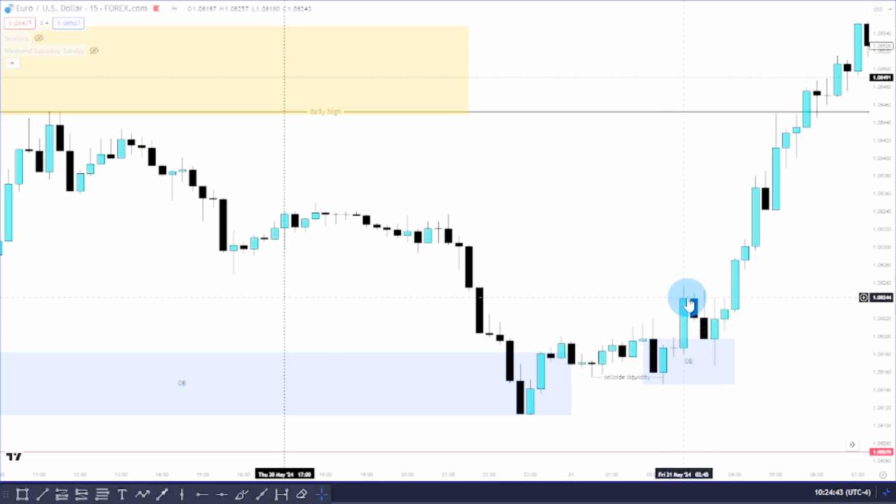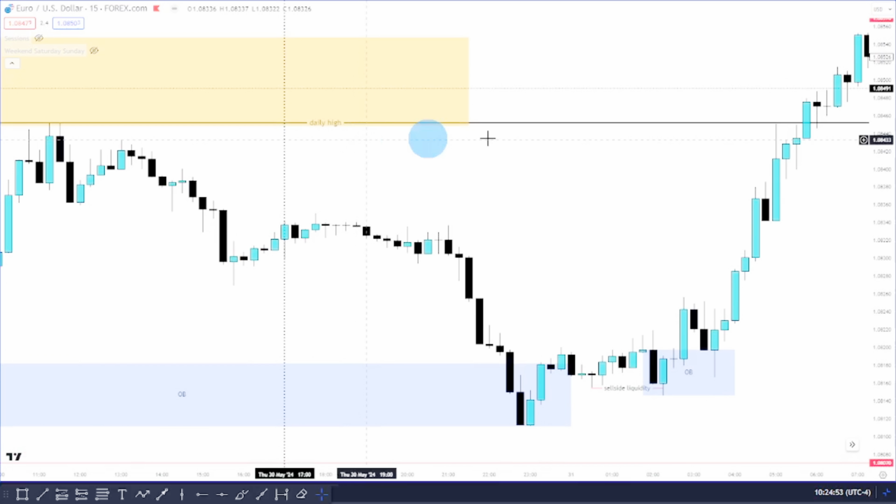As soon as price traded to the order block, you can see how price reacted from it and ran to the daily highs. The daily high was our first target, and our second target was for price to run through the fair value gap. And you can see how price ran through the fair value gap.